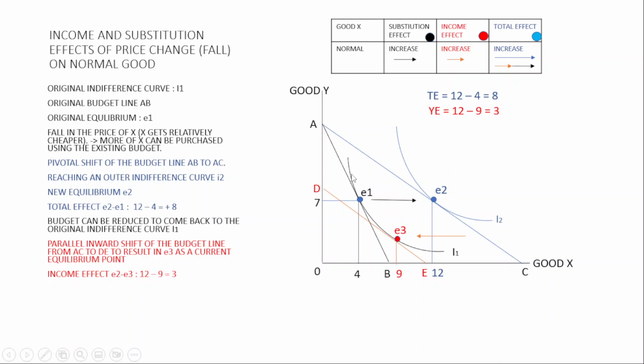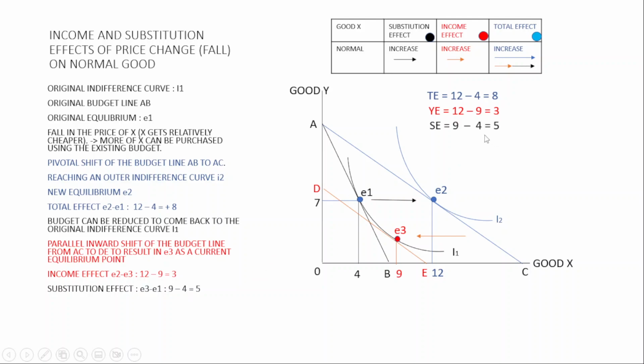To produce on I1, previously you were making use of 4 units of X, but since X has gone cheaper, now you are making use of more units of X, 9 units of X, and fewer units of Y. So your substitution is a gap of these 5 units, 4 to 9. So let's see, substitution effect is E3 minus E1. So here is E3 minus E1. That is going to be 9 minus 4 is 5.